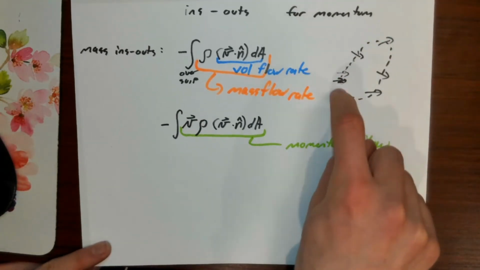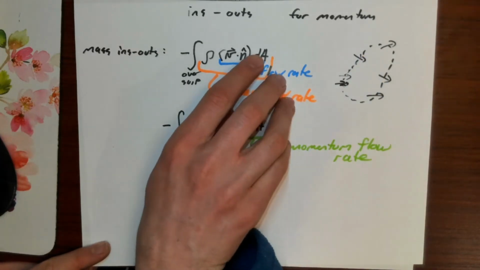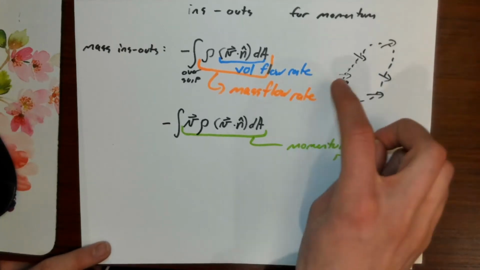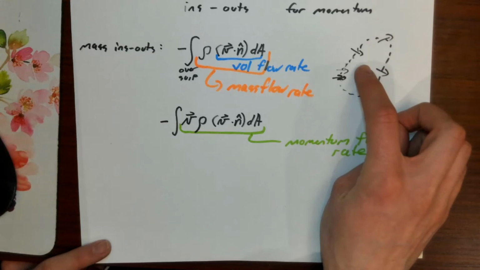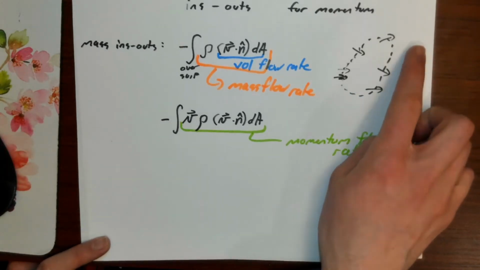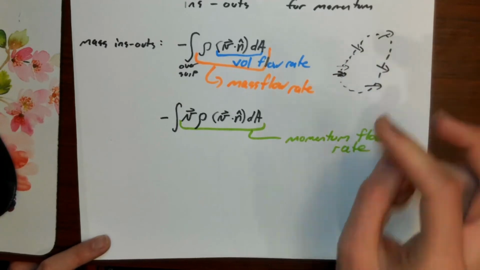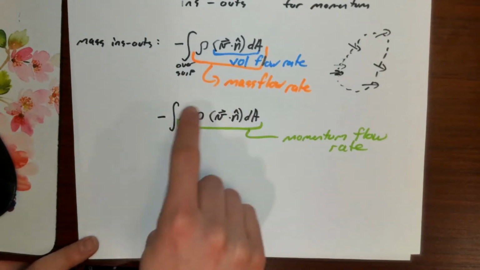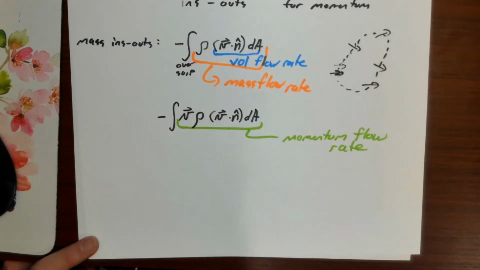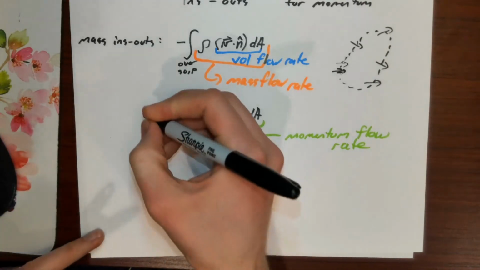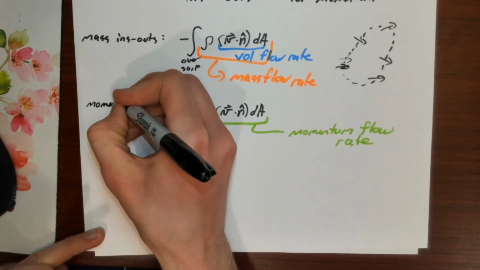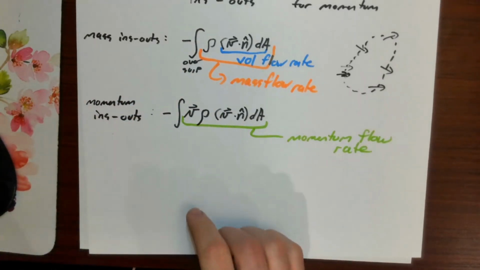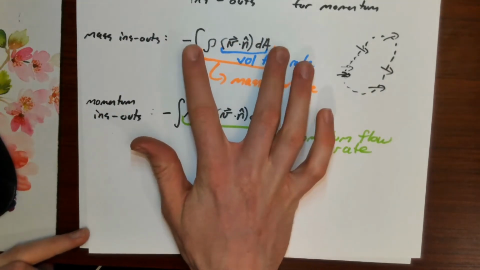So basically what's happening, I have this surface of my control volume. I could have fluid coming in with a lot of momentum and fluid going out with less momentum. And if high momentum fluid is going in and low momentum fluid is going out, then there must be momentum changing within the control volume or something else going on as well. So this idea of a momentum flow rate is going to be important in talking about conservation of momentum, ins minus outs. So what do we do? We started with something similar to mass flow rate.